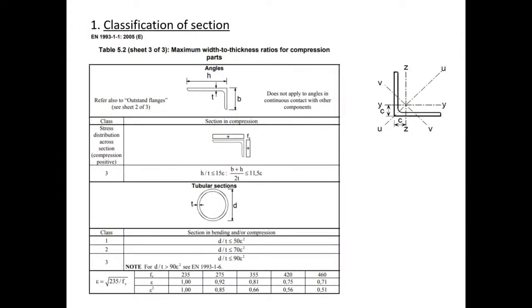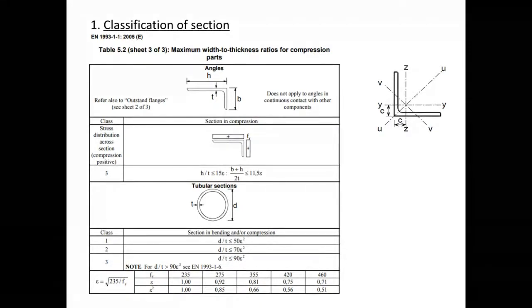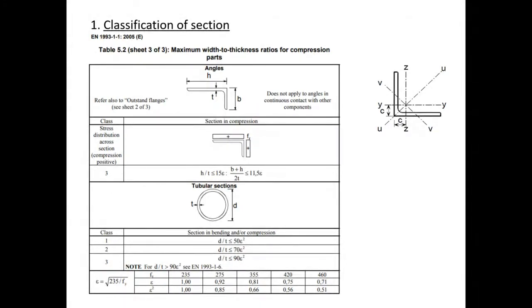Okay, so then we can go to table 5.2 in Eurocode 3, part 1. We've used the first sheet and second sheet looking at the webs and the flanges, but if we look at the third sheet of table 5.2, sheet 3 of 3, we can see that there's also classification for angle sections and for tubular sections. So we've got an angle section in here.